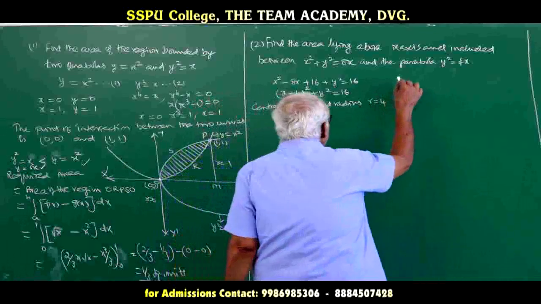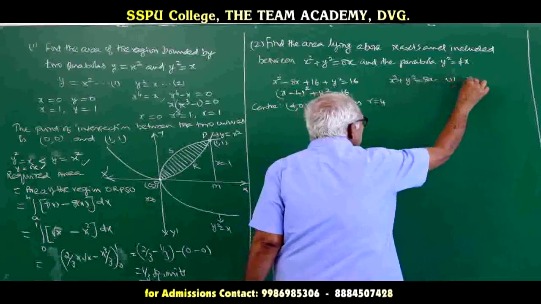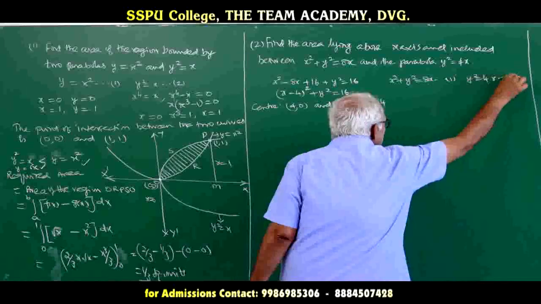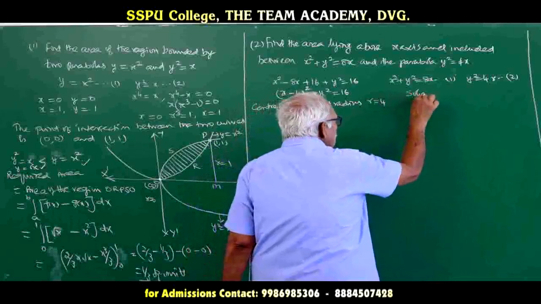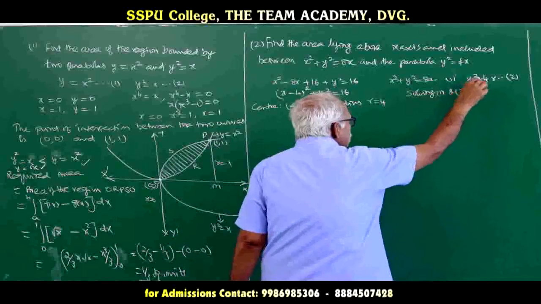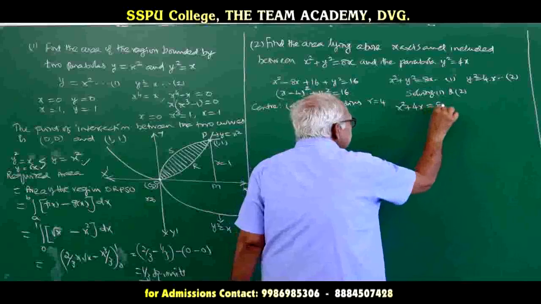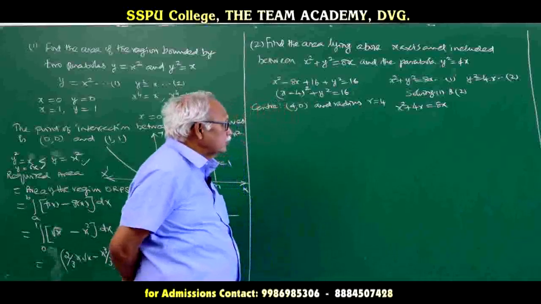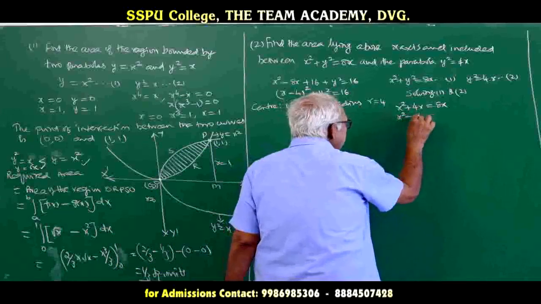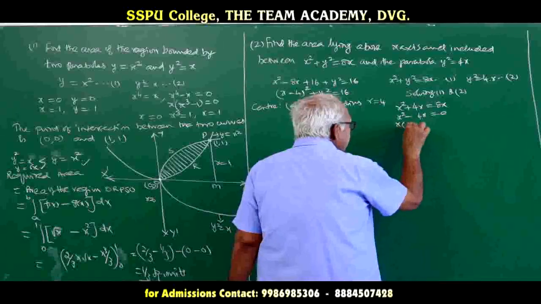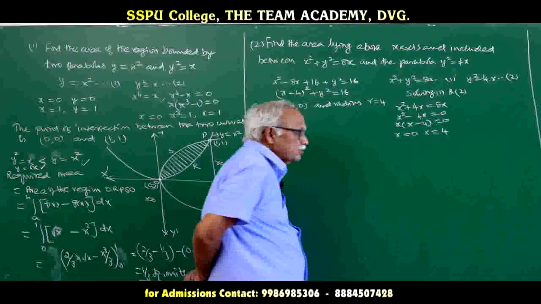Now, let us take the two equations: x square plus y square is equal to 8x, this is the first equation, and y square is equal to 4x, this is the second equation. Now, solving 1 and 2, I will substitute y square is equal to 4x in the first equation: x square plus 4x is equal to 8x. Now it is very simple, x square minus 4x is equal to 0, x into x minus 4 is equal to 0, this gives x is equal to 0, x is equal to 4.